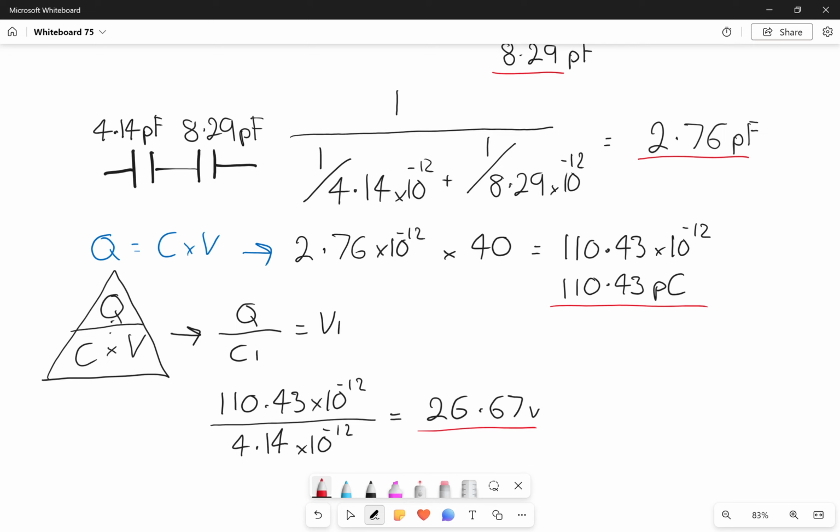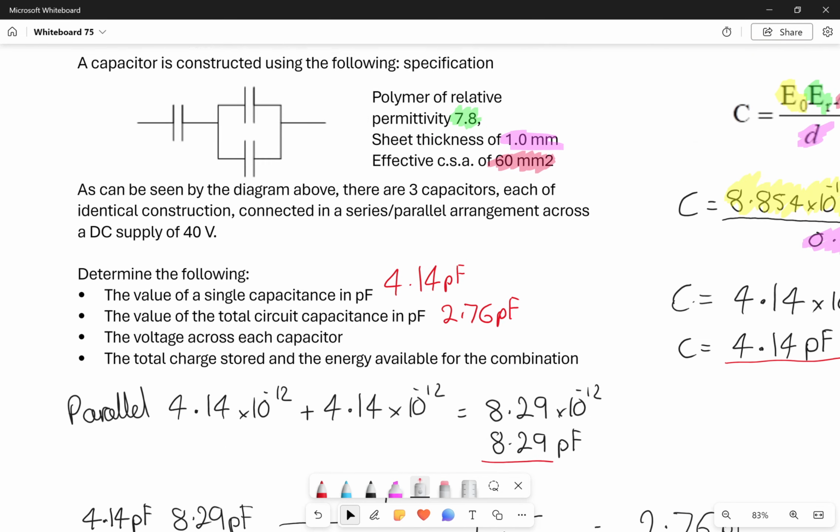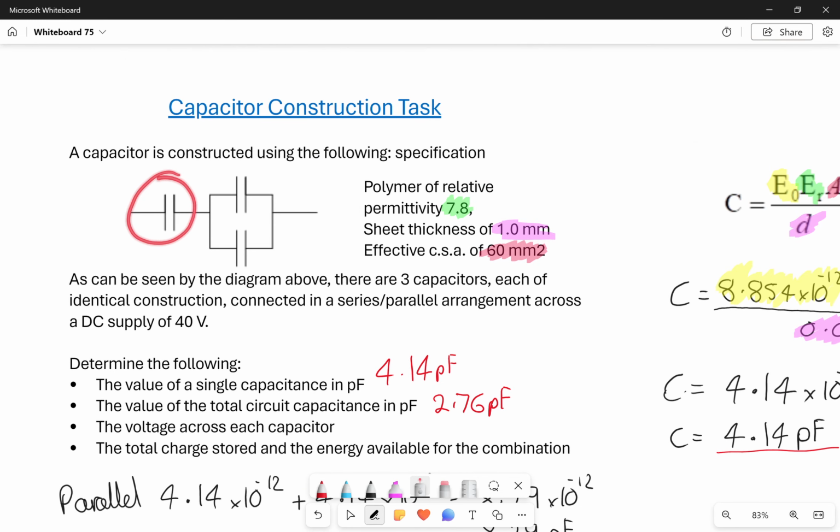Now, this is the voltage across C1. So if we go back to our diagram at the start of the question, this is the voltage dropped across here. So if we had a voltmeter, put it across there, it would tell us we've used up roughly 26.5 volts. Now the good thing about that is we can now cast our minds back to resistors in series theory and a little bit of Kirchhoff's voltage law.